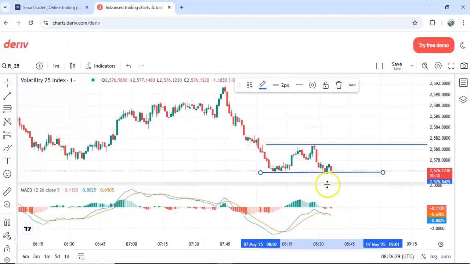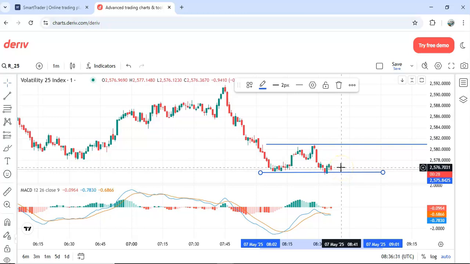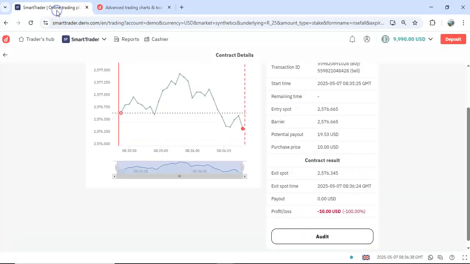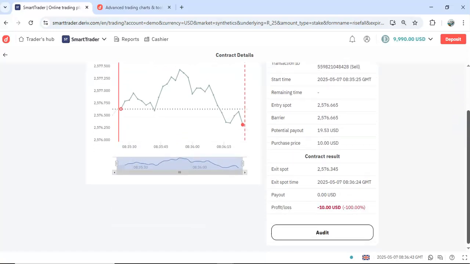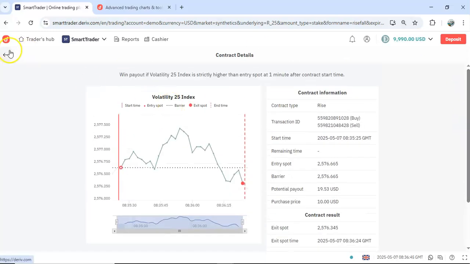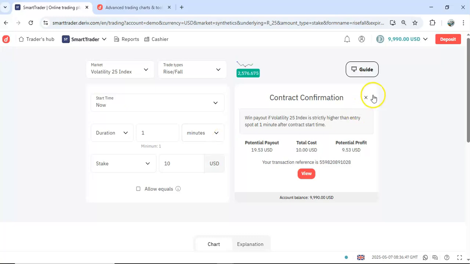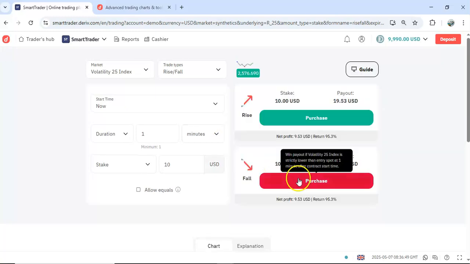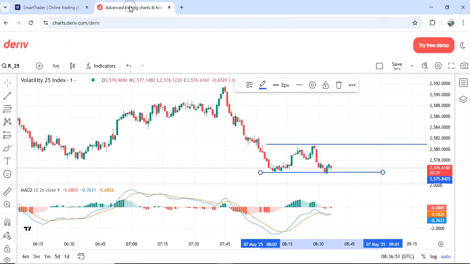Oh, so I think we're going to lose this one. You can see we are remaining with only 10 seconds and it's already on the lower side. But let's wait. That's a loss. But let's wait for the next one. So I'm going to take a fall after the closure of that one.